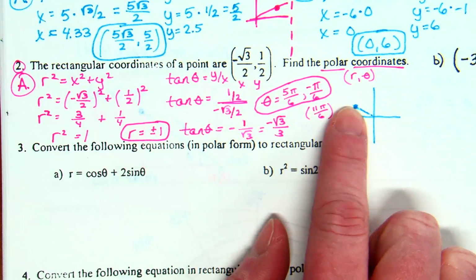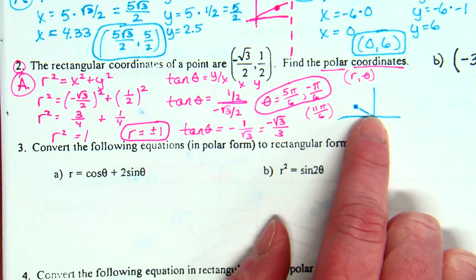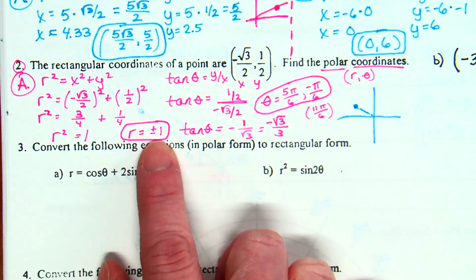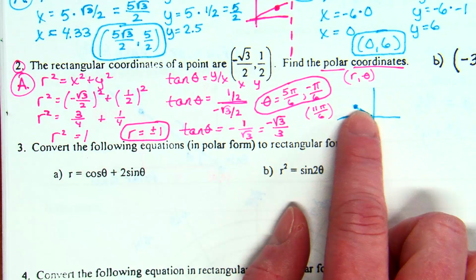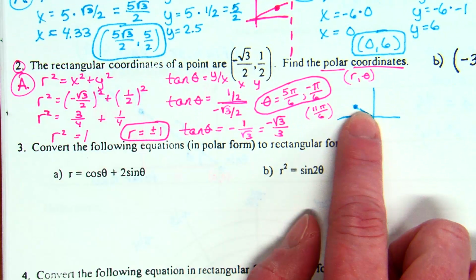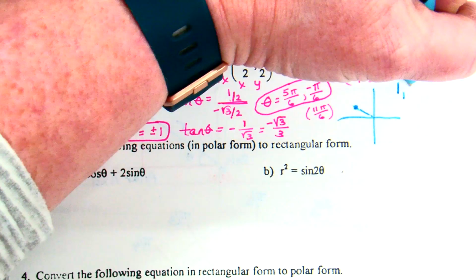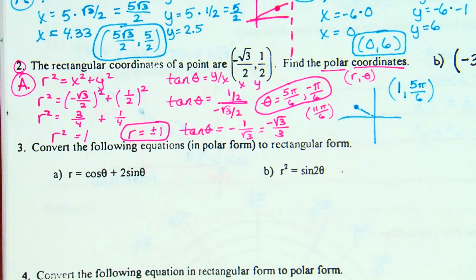This is 5 pi over 6, right? So we're going to use 5 pi over 6. And how far are we going out on 5 pi over 6? 1 or negative 1? 1. Because where would negative 1 take us? Backwards through the pole. Okay, so if we want to go into that quadrant, it's going to be 1. So one of our polar coordinates is 1, comma 5 pi over 6. Because remember, you do r and then theta when you list the polar coordinate, even though we talk about the angle first.